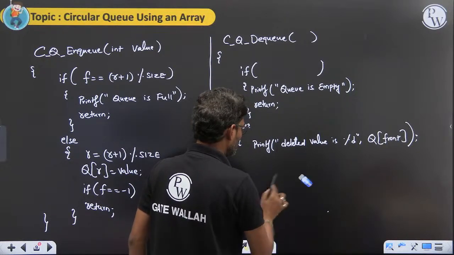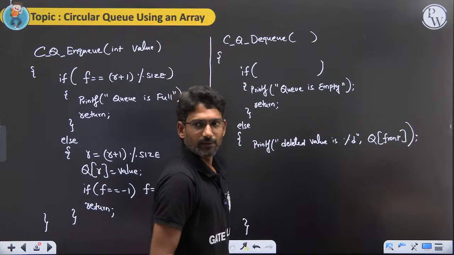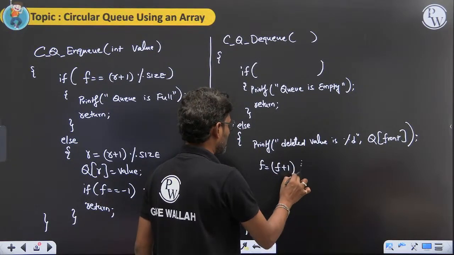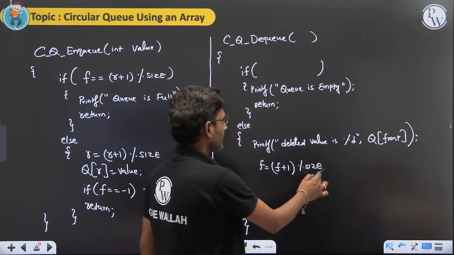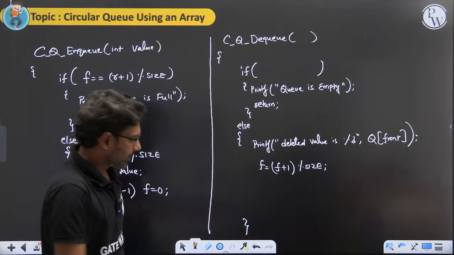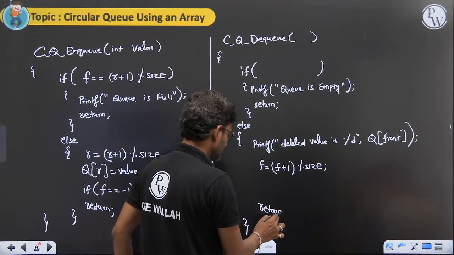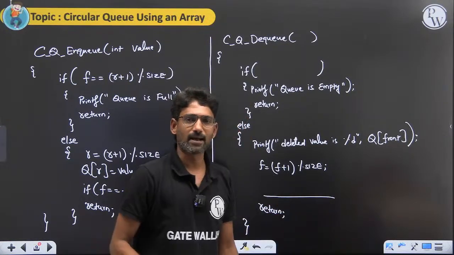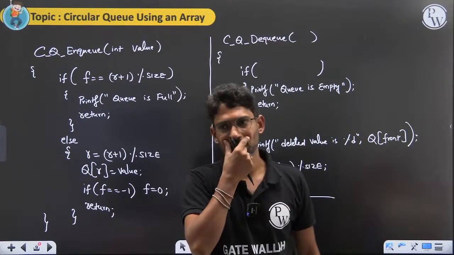So what to do here? Definitely I have to do front is equal to front plus 1 mod size. Now what I have to do before I return? I am giving this as blank. You think and fill it in, and give your answers in the chat box.